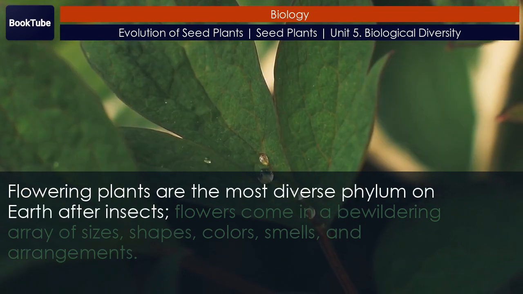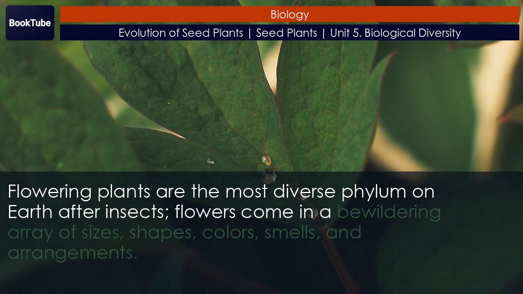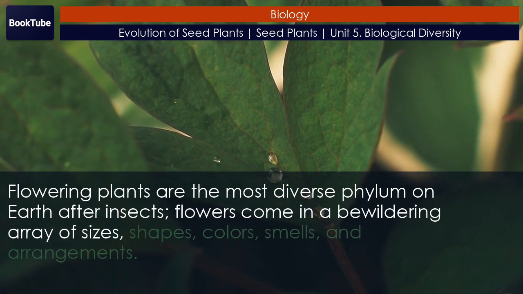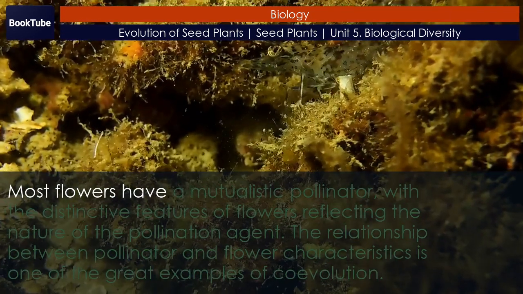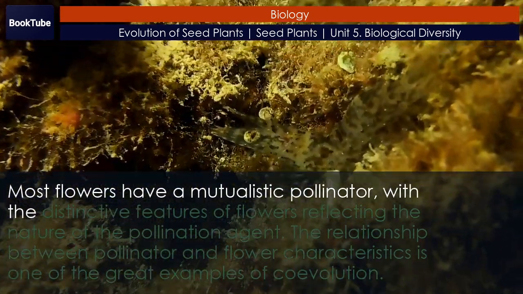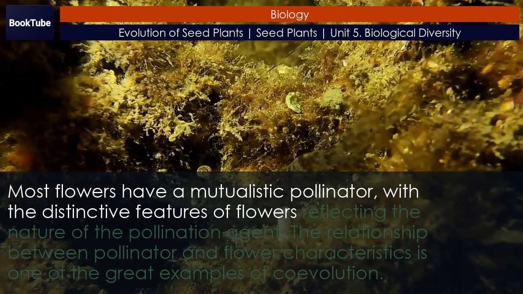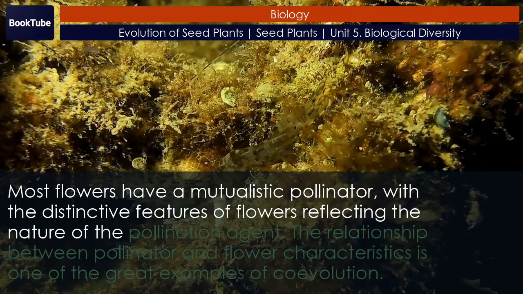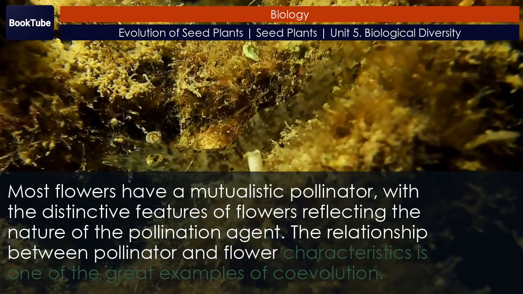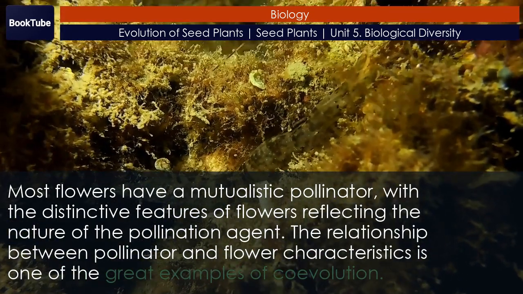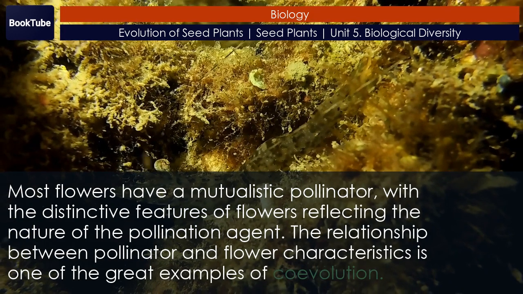Flowers come in a bewildering array of sizes, shapes, colors, smells, and arrangements. Most flowers have a mutualistic pollinator, with the distinctive features of flowers reflecting the nature of the pollination agent. The relationship between pollinator and flower characteristics is one of the great examples of coevolution.